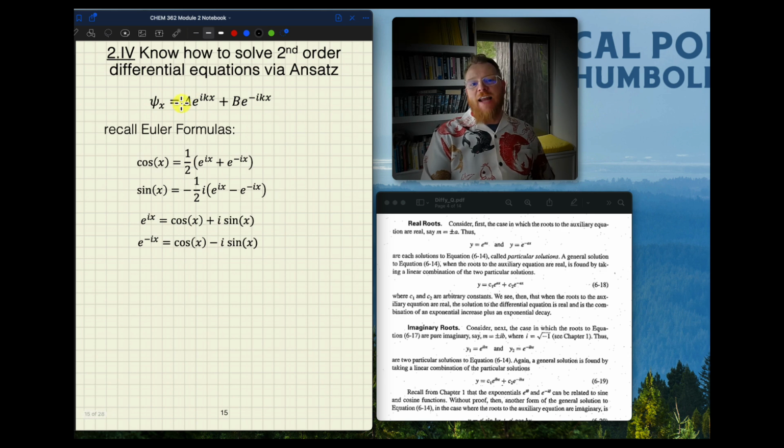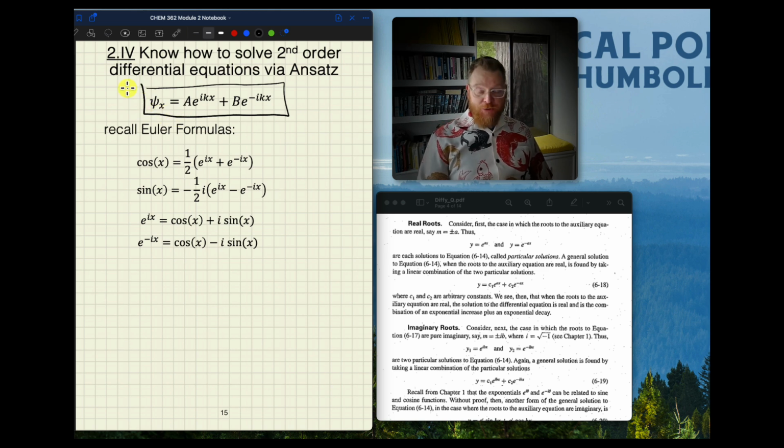As you can see now, we're going to have this linear combination of e^(ikx) and e^(-ikx). And instead of using C1 and C2 like was done around here, I'm just going to use the letters A and B. So we can see that our Schrodinger equation solution is this linear combination of exponentials. But if you recall, earlier we came up with the cosine function. So how did we get that?